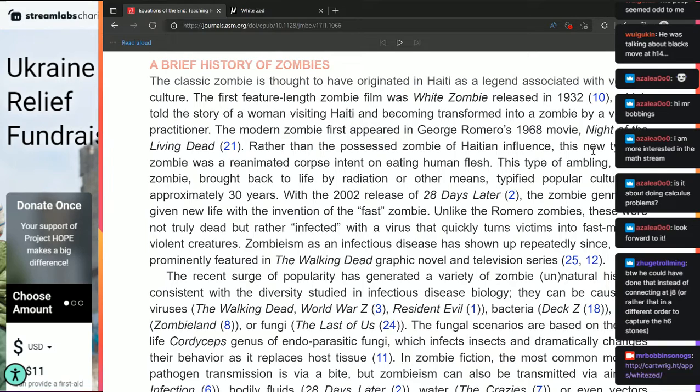With the 2002 release of 28 Days Later, the zombie genre was given new life with the invention of the fast zombie. Zombies that move slowly or zombies that move fast? Unlike the Romero zombies, these were not truly dead, but rather infected with a virus that quickly turned victims into fast moving, violent creatures. Zombieism as infectious disease has shown up repeatedly since, prominently featuring in the Walking Dead graphic novel and television series.